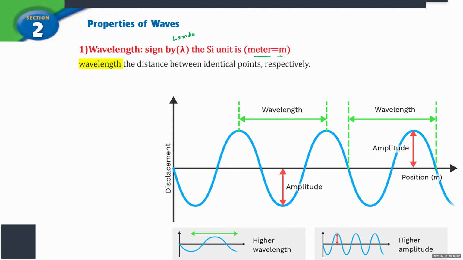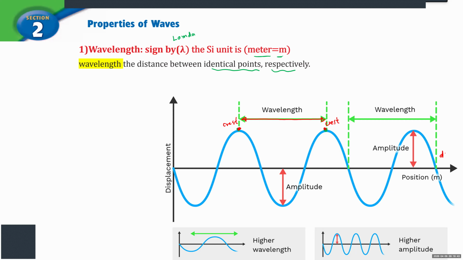My definition is different from the definition in your textbook. What is the meaning of wavelength? It is the distance between identical points respectively, between this point and this point. These two points must be the same. For example, this point is crest, and this point is also crest. So the distance between them is the wavelength. The x-axis component here is distance.